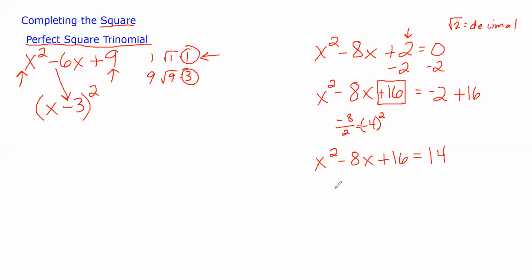Now as I factor my perfect square trinomial, the square root of the number in front of x squared is just 1, so it'll just be 1x, and the square root of 16 is 4. Because this is a minus, this will be a minus. So x minus 4 squared equals 14.